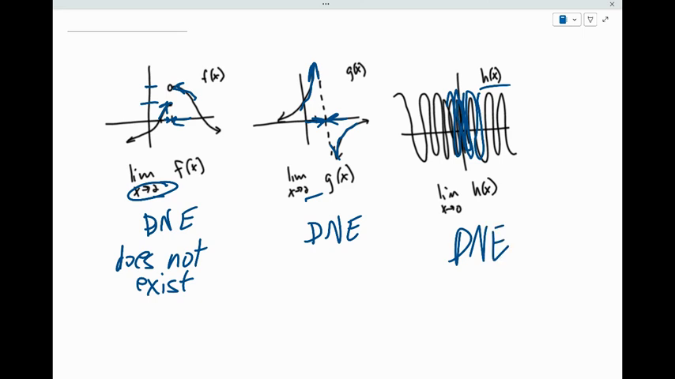This is not one that we're going to see a lot of this semester, but it's certainly something that can happen. There are lots of applications that have this kind of oscillation, and no matter how much you zoom in, the function never really settles down.